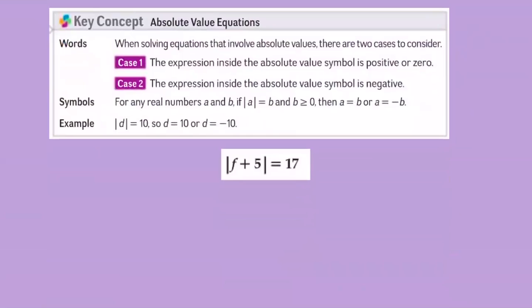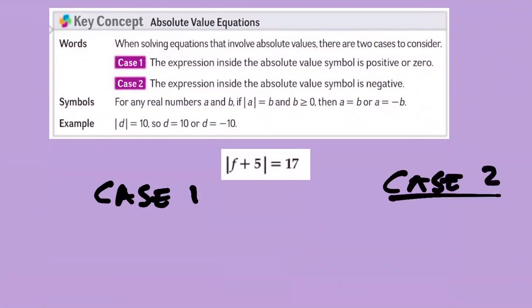an example. So if I've got this equation, f plus 5, which is in brackets, equals 17, that means that there are two things that can happen. So the first thing that can happen, and we'll call these cases, all right? And they say case 1 and case 2. And so I usually say a positive case and a negative case. All right, I think that makes a little more sense. It's a little easier to remember.